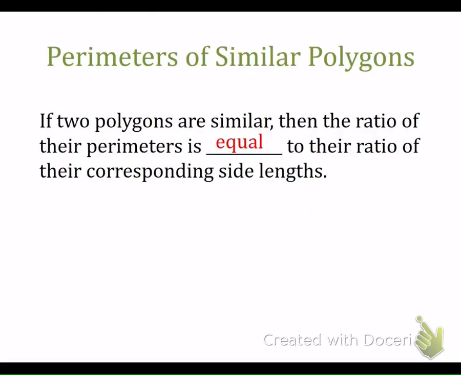Next, we're going to look at the perimeters of similar polygons. If two polygons are similar, then the ratio of their perimeters is equal to the ratio of the corresponding side lengths. So basically, that scale factor holds true if you're talking about one side from each, or if you're talking about the sum of all the sides from each, okay?